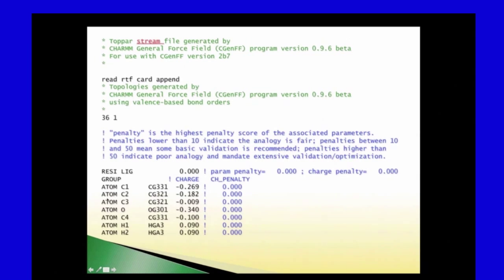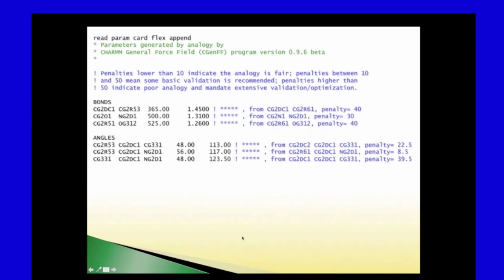All right? And this is what it looks like. Again, we're back to a residue, just some topology information. And then here's a parameter file. Again, we're dealing with bonds, just some different atom types, a force constant, and your default R-naught, your X-naught value, your default bond length.